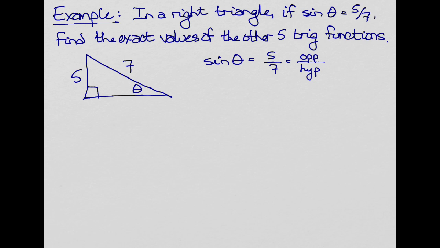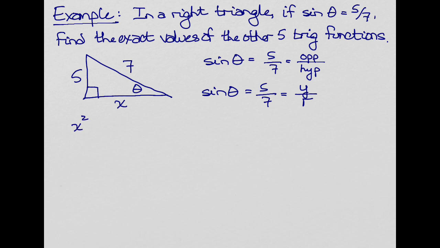The other way to think about it is sine theta is y over r. If you like that way, that's fine too. The next thing we're going to need to do is find x, and we're going to do that using the Pythagorean theorem. So either way you start off, we're going to need the Pythagorean theorem. So we're finding x. If you have a picture, it'll be that missing leg.